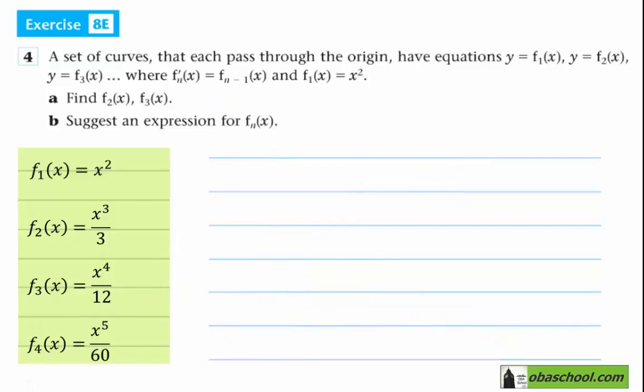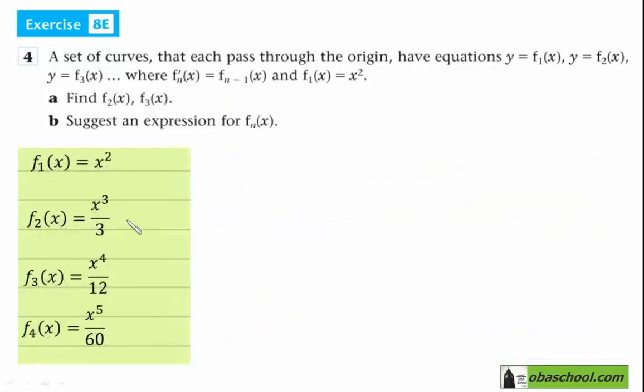Now looking into all the functions that we calculated previously, we can observe f2 of x is 1 over 3 x cubed. f3 of x is 1 over 3 multiplied by 1 over 4 x to the power 4. f4 of x can be the same as the previous coefficient 1 over 3 multiplied by 1 over 4 multiplied by 1 over 5 x to the power 5. Looking into these functions, we can see that the last denominator of the last fraction is the same as the power. 1 over 3, 3 is the same as the power of x.